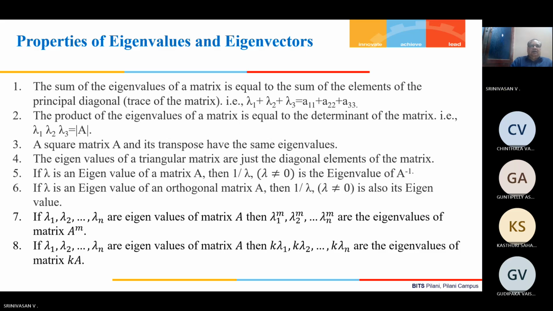If lambda 1, lambda 2, up to lambda n are eigenvalues of a matrix A of order n, then lambda 1 power m, lambda 2 power m, up to lambda n power m are the eigenvalues of A power m. Similarly, if lambda 1, lambda 2, up to lambda n are eigenvalues of matrix A, then k times lambda 1, k times lambda 2, up to k times lambda n are eigenvalues of the matrix k times A.